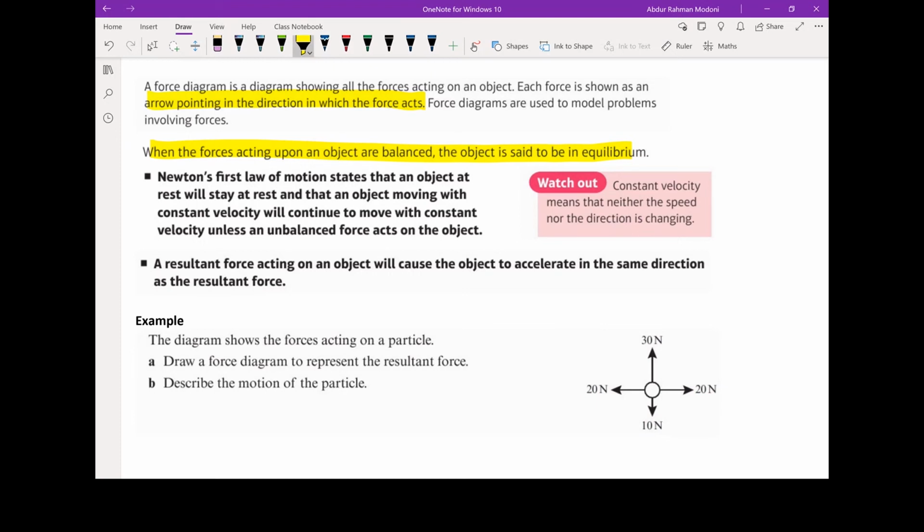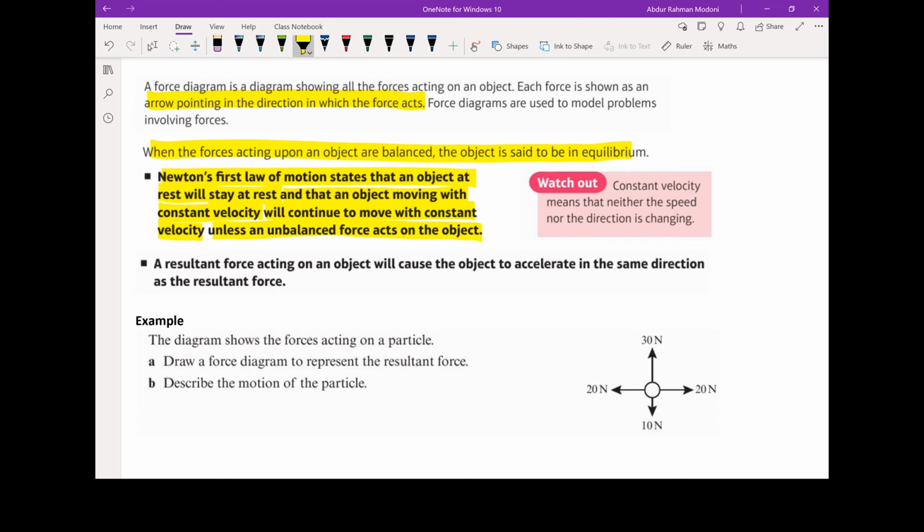So Newton's first law states that if an object is at rest, then it will stay at rest. And if an object is moving with a constant velocity, it will continue to move with that constant velocity, unless an unbalanced force acts on the object.